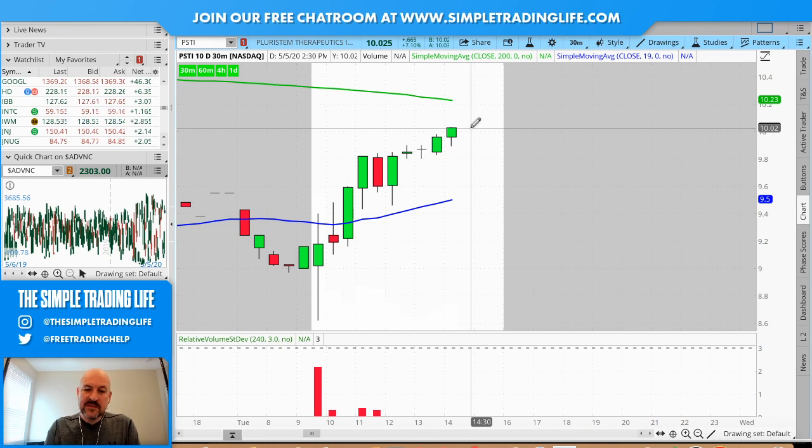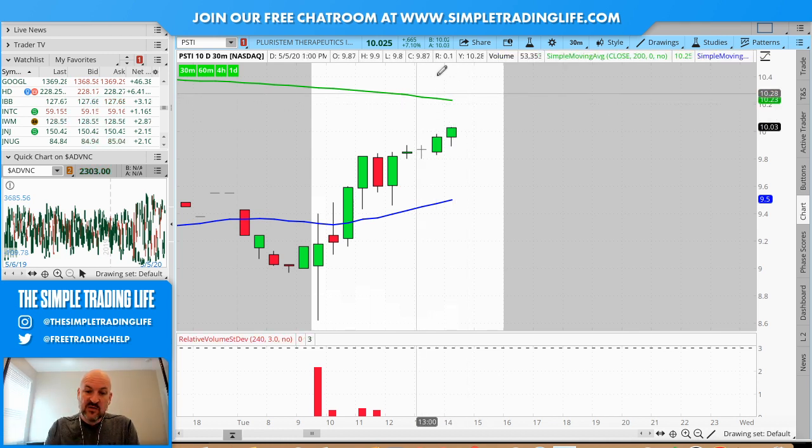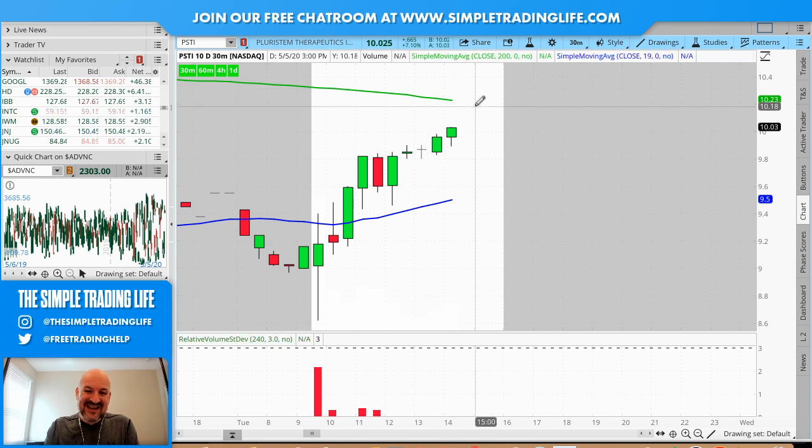But in my opinion, I had 10 as my conservative target, which we've hit, and then I had 1050 as a more aggressive target. And look at this, we also have the 200 above. So is it likely that we could get to 1050 before the end of the day? Probably not. The probabilities would be against us.